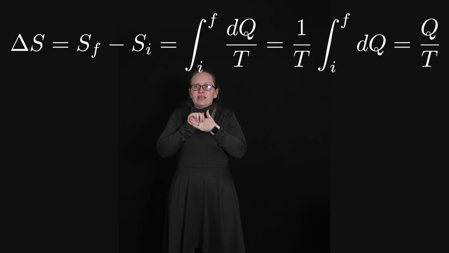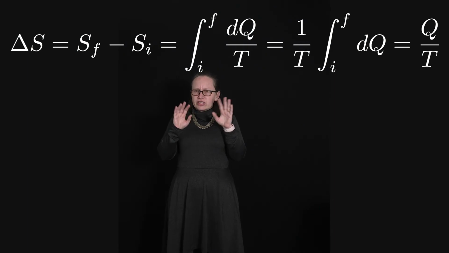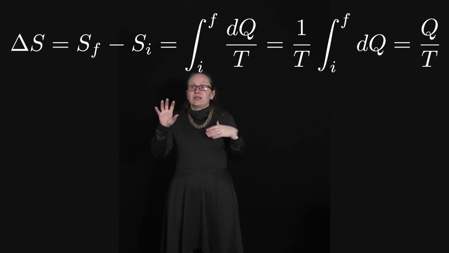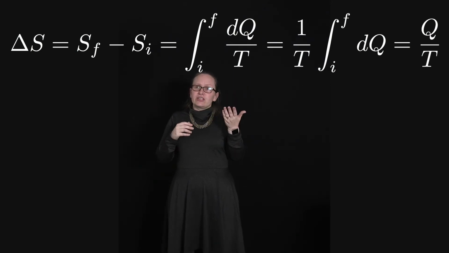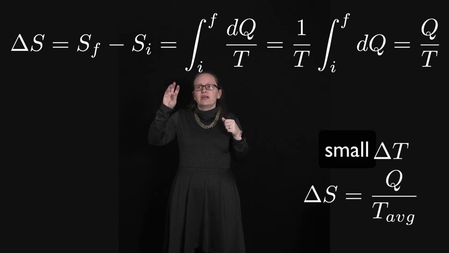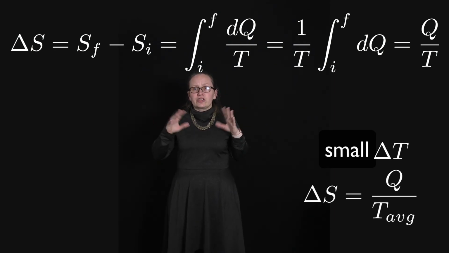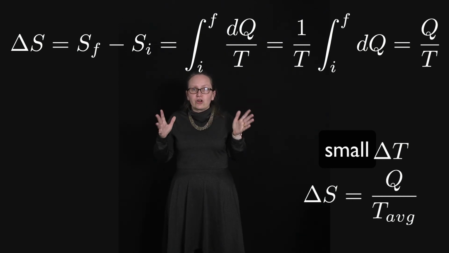Now, this actually works for anything where we've just got a small temperature change. As long as the temperature change is small, then we can approximate it as an isothermal expansion. And so when the temperature is almost constant, we've got that the change in entropy is equal to Q divided by the average temperature. In a second, you're just going to practice using that formula, which holds for small temperature changes.